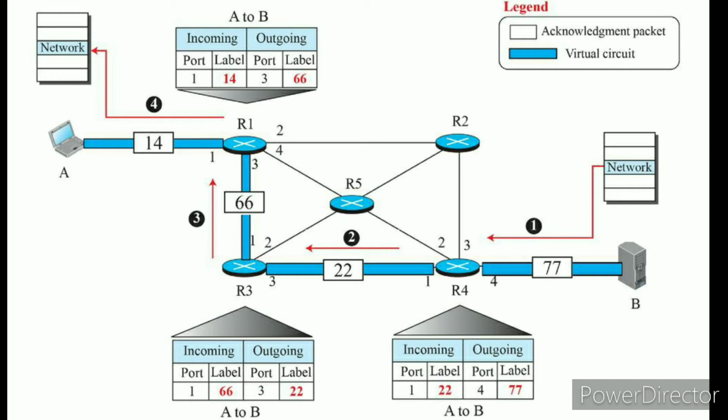It does not know the label which is to be assigned to this, so it will leave the column empty and assign all these 3 entries, and then it will send the packet through port 3. When the same request packet reaches the router R3, R3 also fills the same 3 entries in the forwarding table.